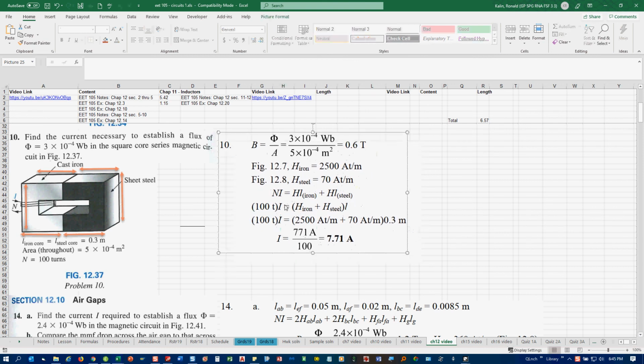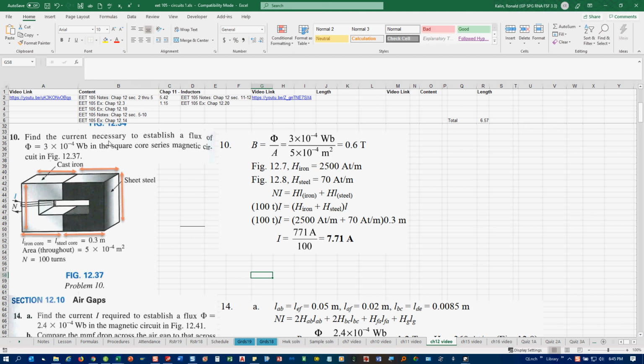And then this is Ni equals H times L of iron, which you looked up the H of iron, plus H times L of steel, only because these are two different materials. If it was one material, let's say it was all iron, then you wouldn't have had to look up the steel, and it would be H times L of iron. You're given N as 100 turns. You don't know what I is. I is what you're looking for.